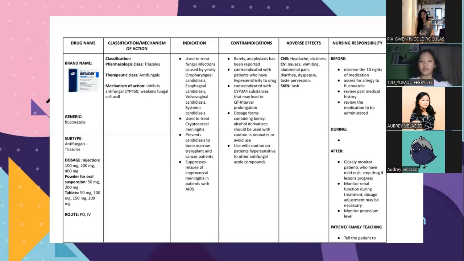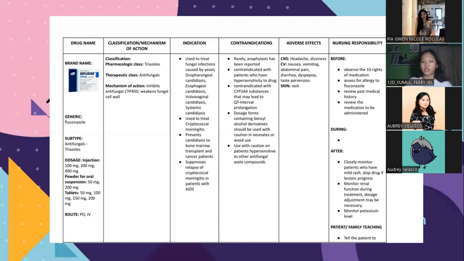It can have adverse effects on different parts of the body, such as the CNS, CV, or cardiovascular, and skin. For CNS, adverse effects include headache and dizziness. For CV, it's nausea, vomiting, abdominal pain, diarrhea, taste perversion. For skin, it includes rash.